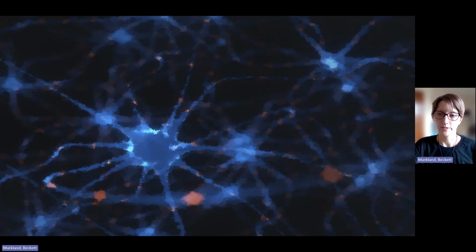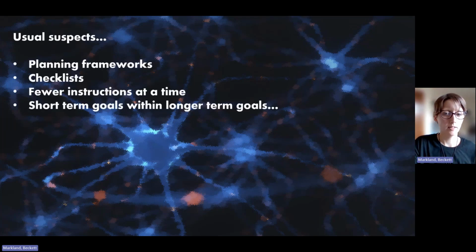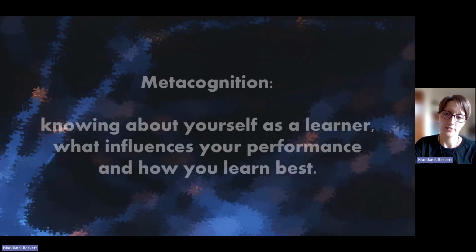Now, from a learning point of view, that can be a real challenge for kids. So what do we do? Well, as a first point of call, you'll probably draw upon the usual suspects. So things like planning frameworks, checklists, fewer instructions at a time, breaking down learning, and so on. In short, it's a lot of the things that you're probably already doing for a number of your young people. But better still, we want to promote metacognition.